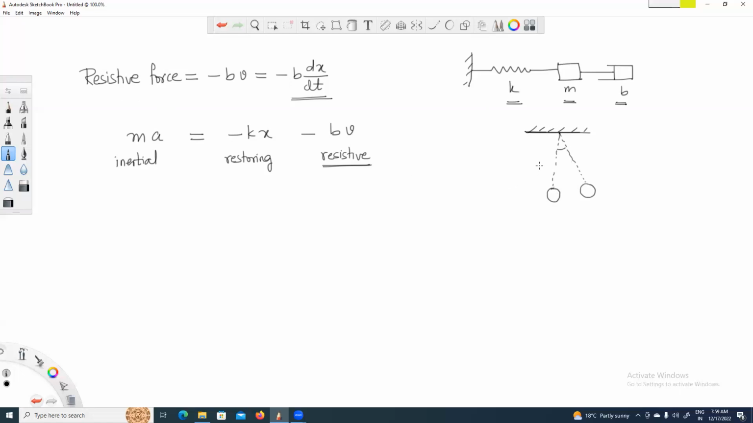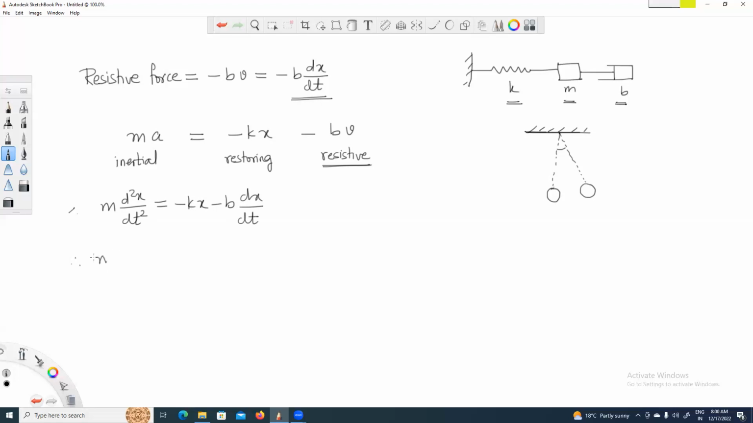But in practice, there is a resistive force offered by air, in terms of air drag. Due to the presence of this resistive force, we know these oscillations are going to die out after a certain amount of time. That resistive force is what gives the damped oscillations. Let us try to find the differential equation for this. Again, we write the inertial force as m d2x upon dt square equals minus kx minus b times dx by dt.